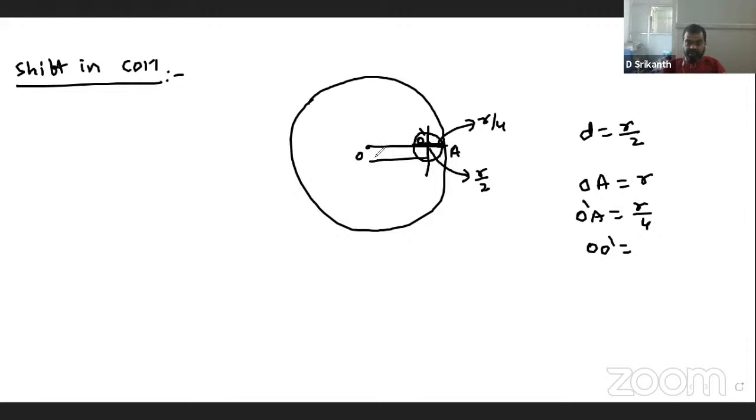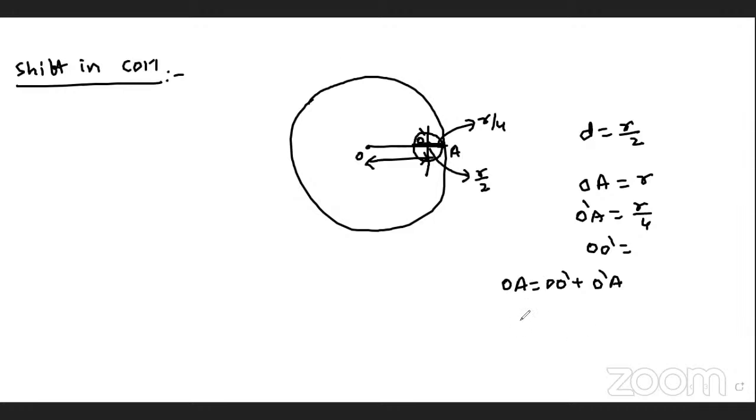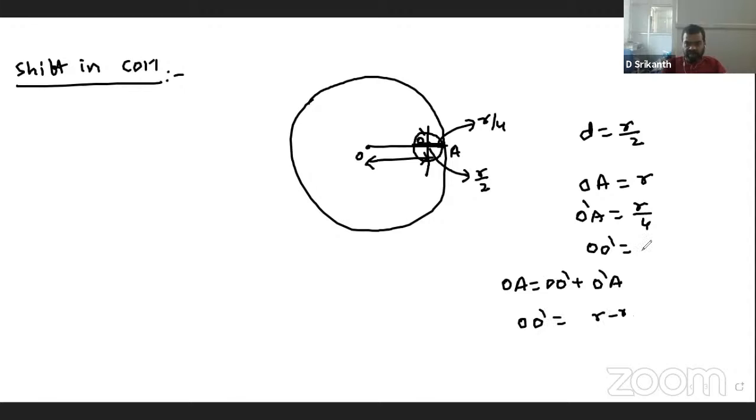What is this value? OA is equal to OO dash plus O dash A. So that is O dash equal to R minus R by 4, that is 3R by 4. Now, for this ring, it is having a mass M and radius R.